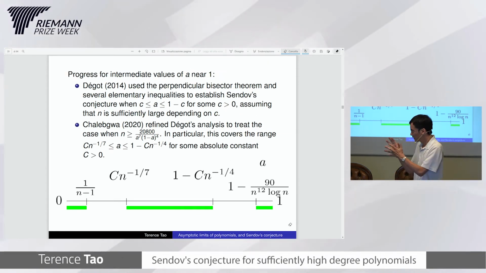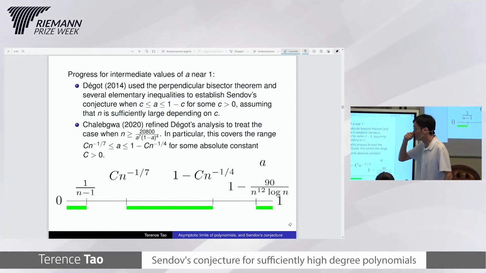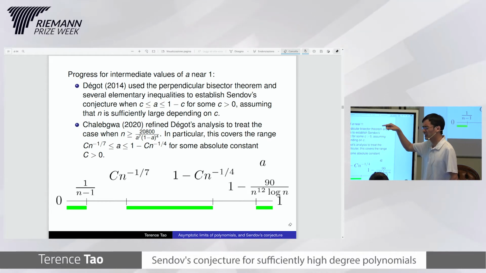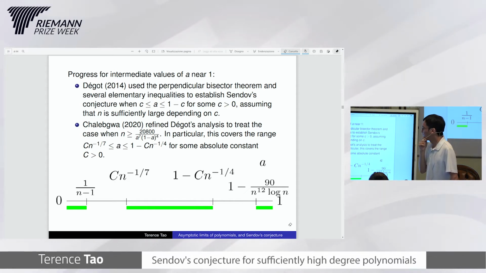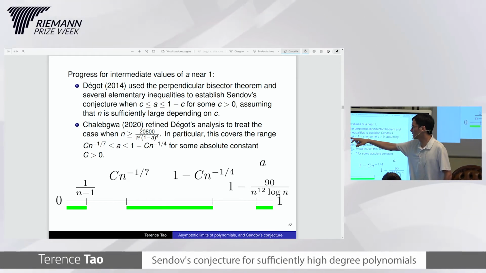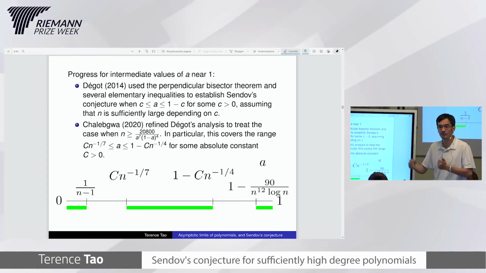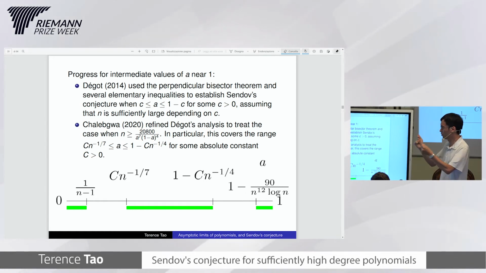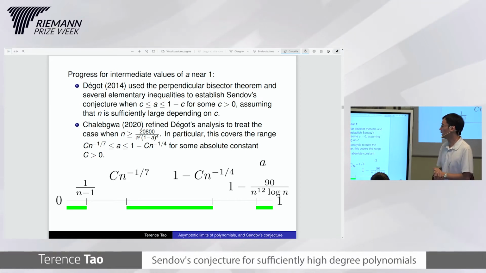Okay, and then there was some progress in the middle too. There was work of Dégot about 6-7 years ago that showed, using the Sagor theorem, this perpendicular bisector theorem, and many other tools, that if a is bounded away from 0 and 1, say between 0.01 and 0.99, then the conjecture is true as long as n is big enough. In the limit as n goes to infinity, he was able to prove the conjecture.